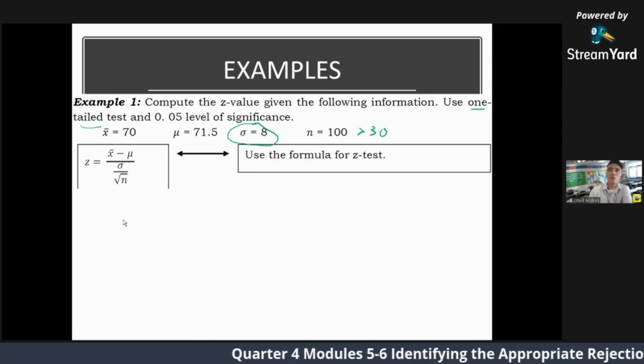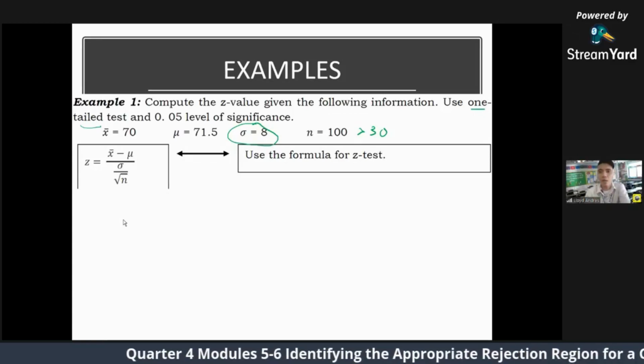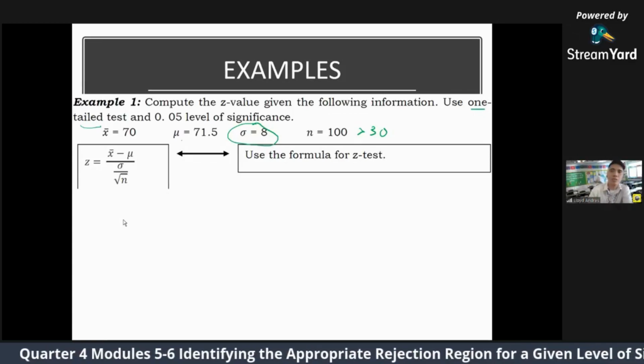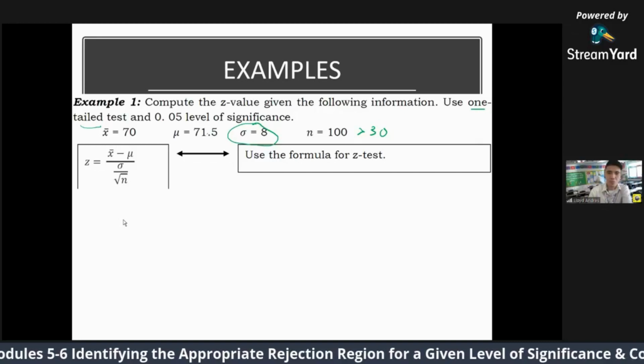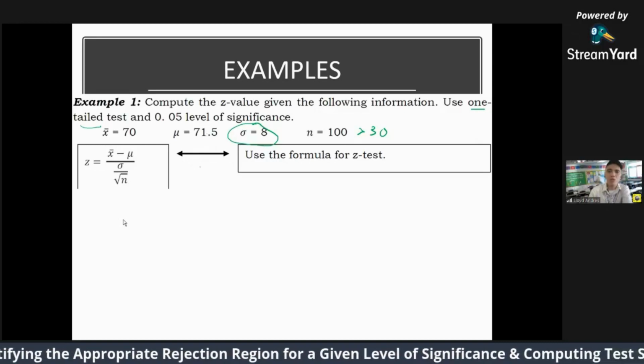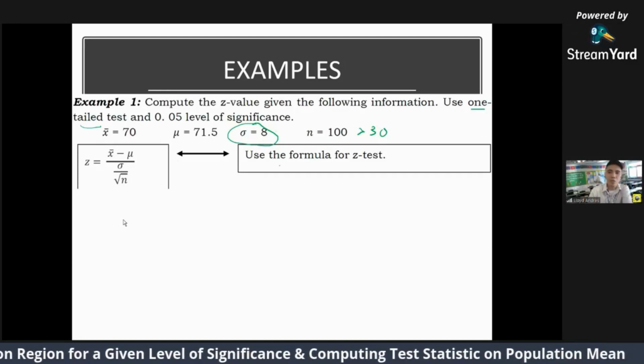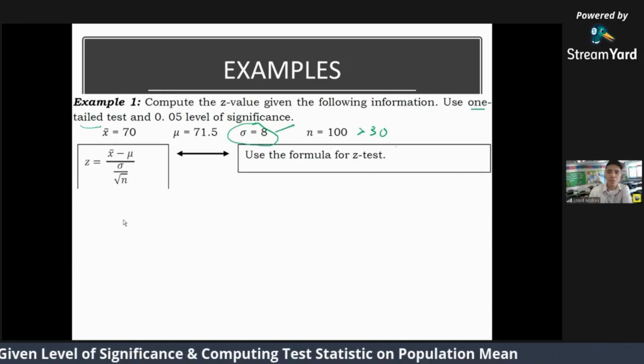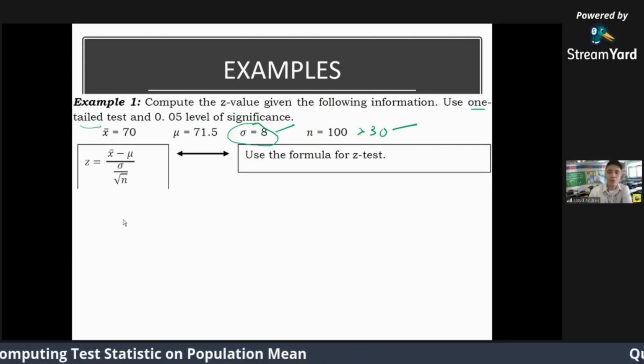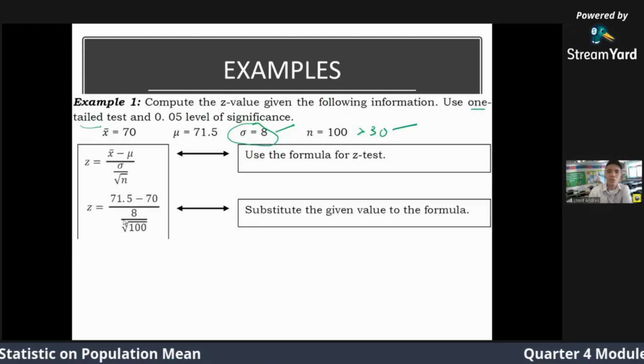So, ang goal lang na to is to determine the test statistic. So, ang first step is use the formula in Z-test. Again, ganong Z-test because sigma is given and then N is greater than 30. Then after, you simply substitute.